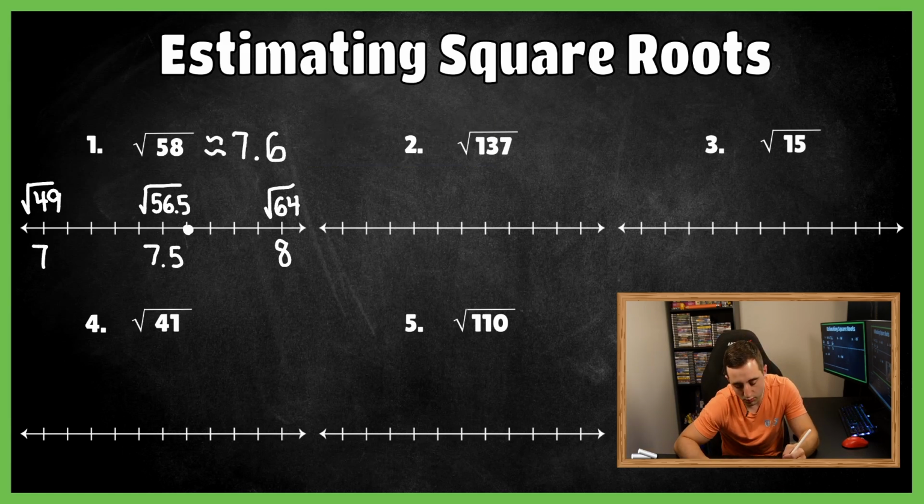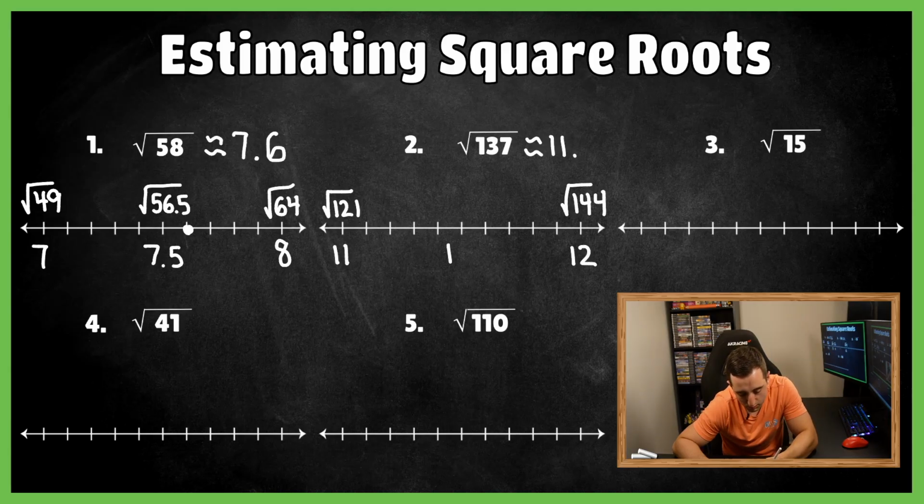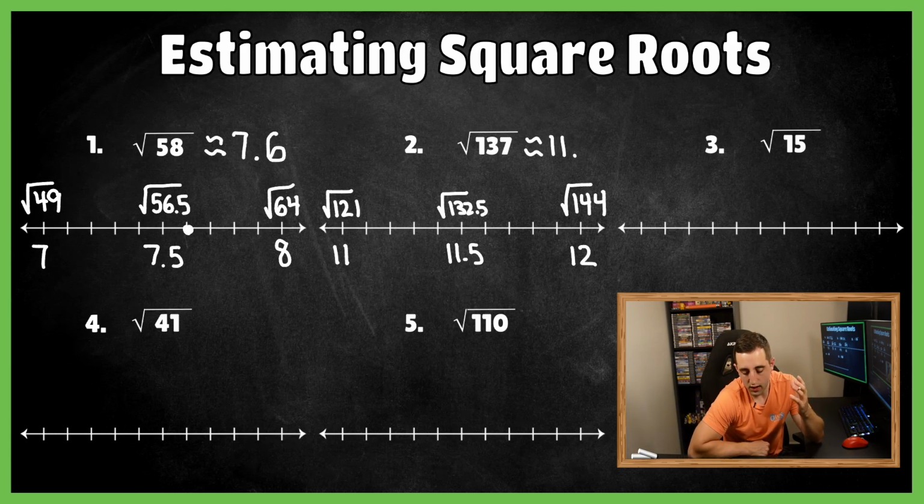This time around, it's between the two perfect squares of 121, which gives 11 back, and the square root of 144, which is going to give 12 back. So we know our estimate is definitely going to be 11 point something, and now we want to go ahead and find our midpoint at 11.5. And this time around, it's going to be the square root of 132.5, which is right smack in the middle of 121 and 144.